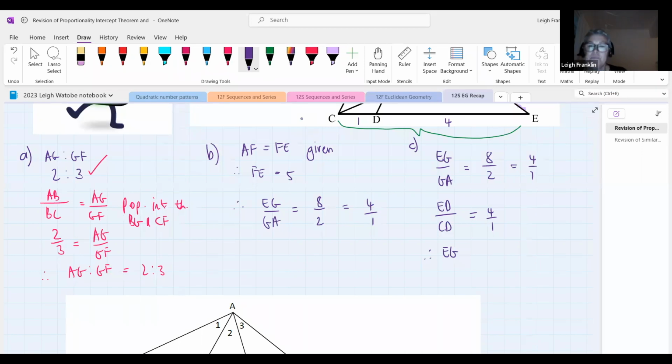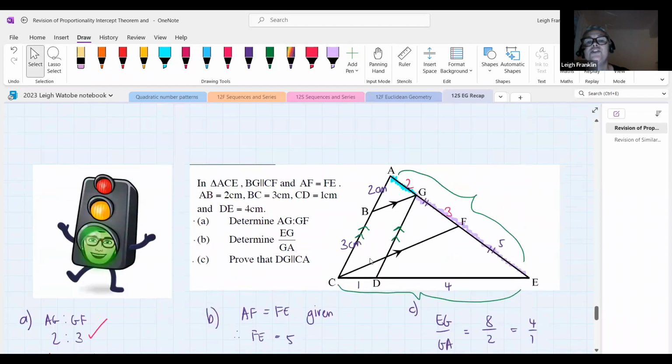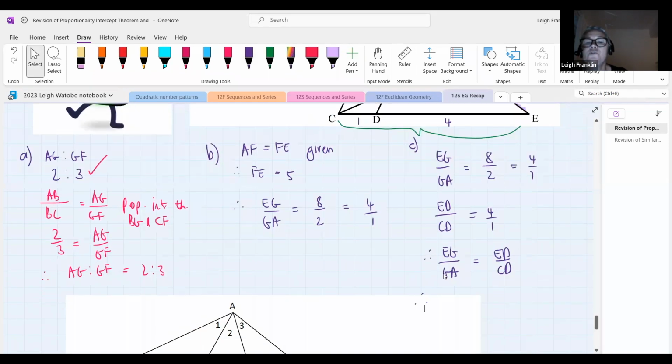And then I wrote converse of the proportionality theorem. Okay, now after you've concluded EG over GA equals ED over CD, just before you write converse proportionality theorem, just write down what they're asking you to prove, okay? Because this proportion here proves that GD is parallel to AC. So we just want to conclude our argument in the correct way. So what did I say? GD parallel to AC, that's it. And then next to that, what did you write, Palesa?